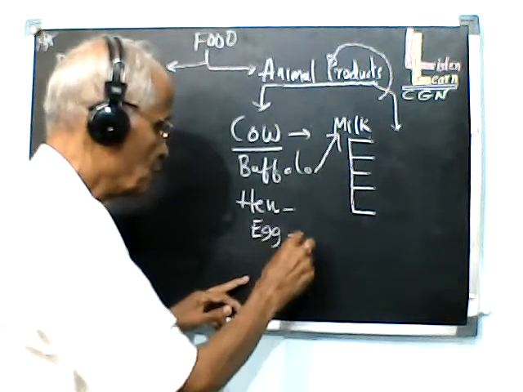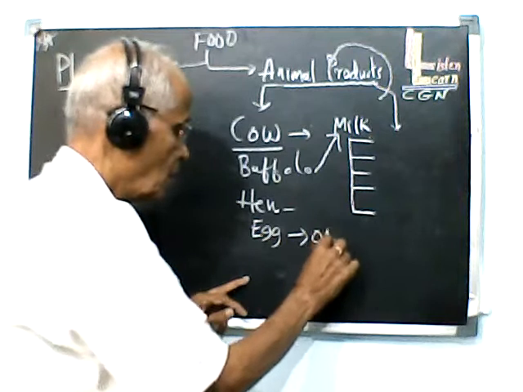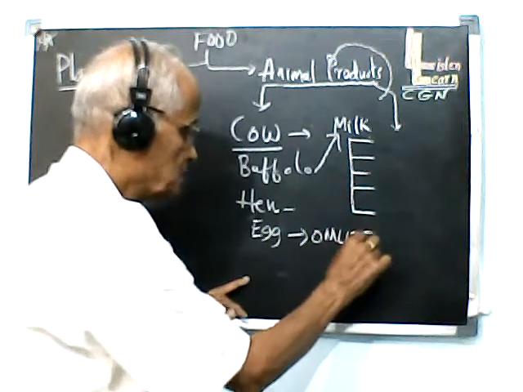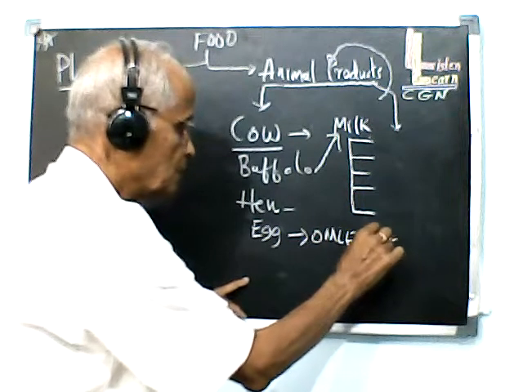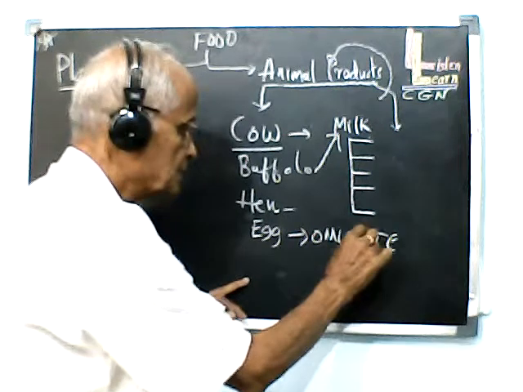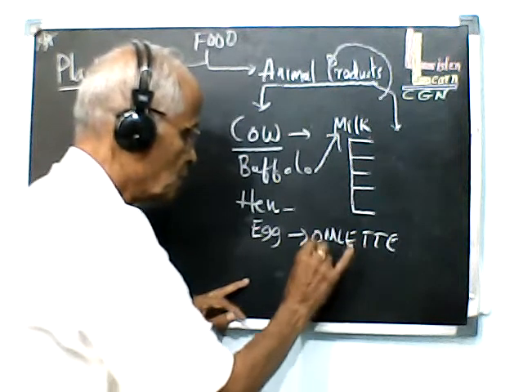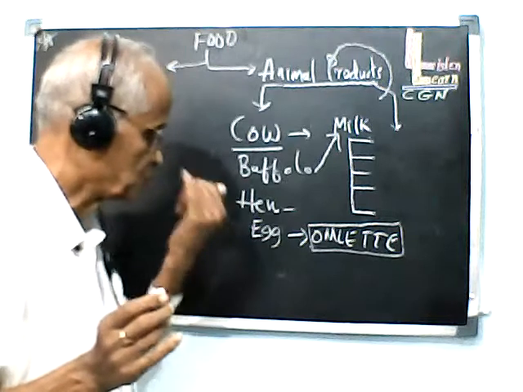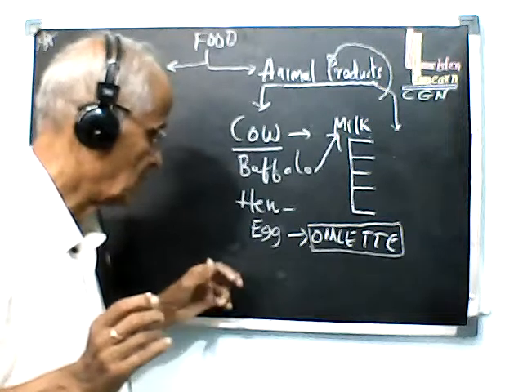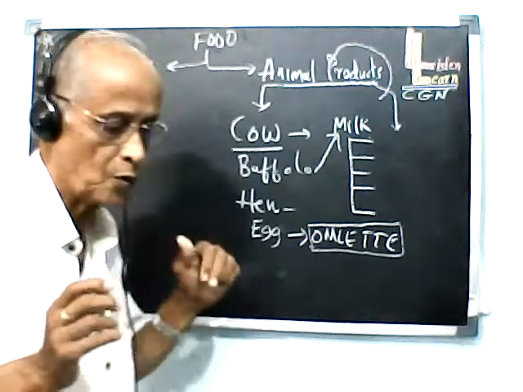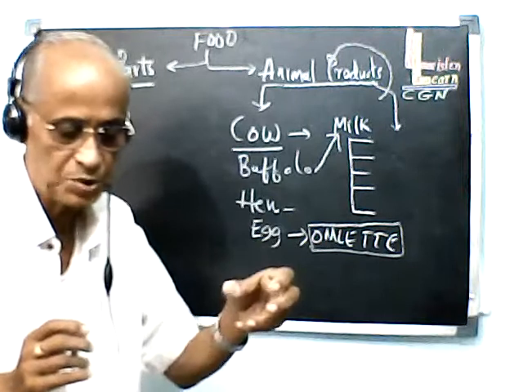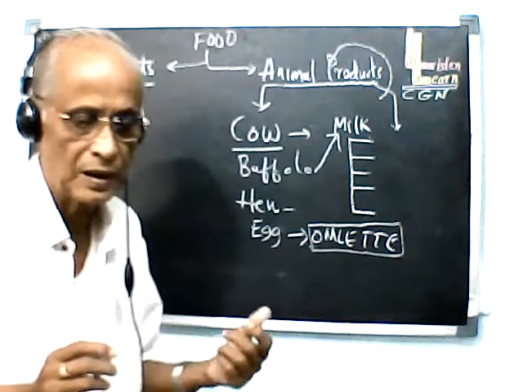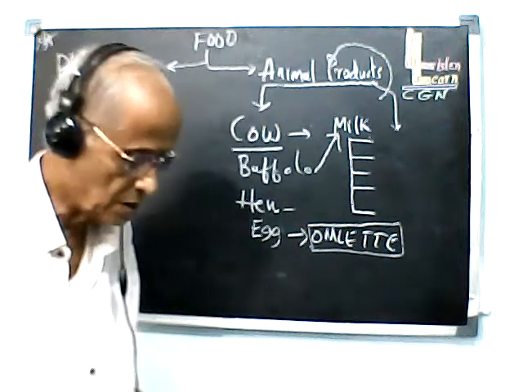Yesterday I told you we use it for omelette. Spelling sometimes, somebody writes single T, somebody writes double T, so I don't know which one is correct. Omelette. And eggs are used for many other purposes. From the hen we also get flesh. Many people eat very delicious food called chicken.